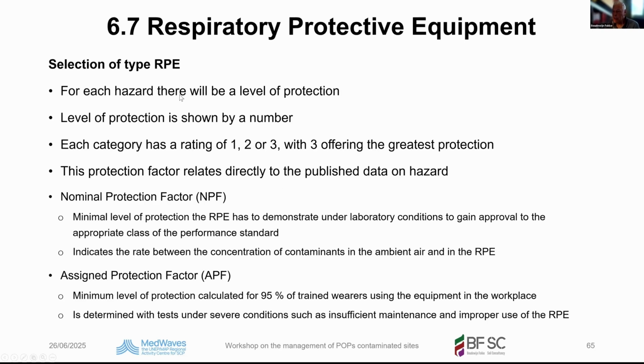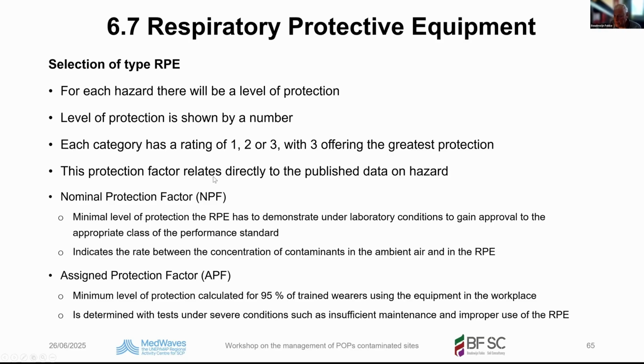For each hazard, there will be a certain level of protection. The level of protection is shown by a number. Each category has a rating of 1, 2, 3, and 3 offers the greatest protection. I've told you that for dust, we always use the maximum protection, which is 3. So a dust mask should be P3.